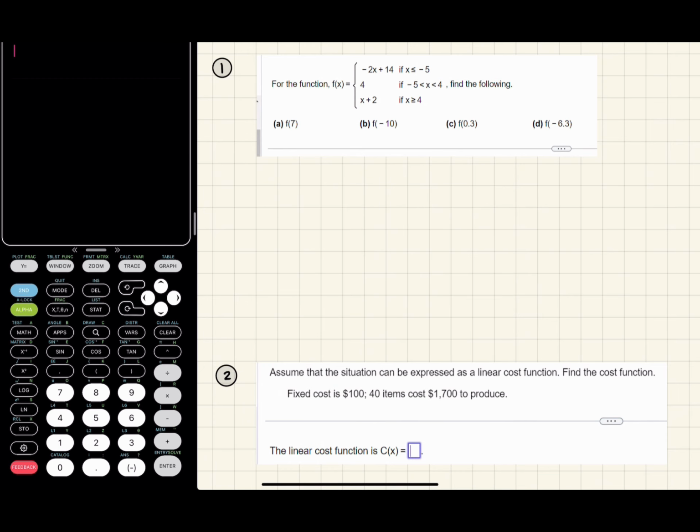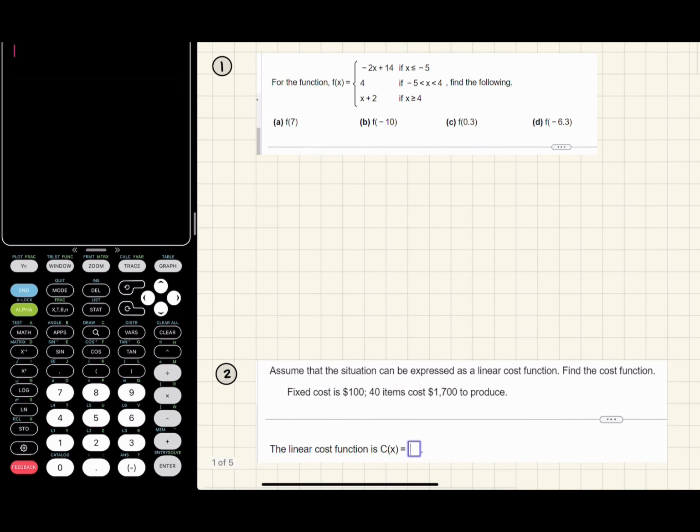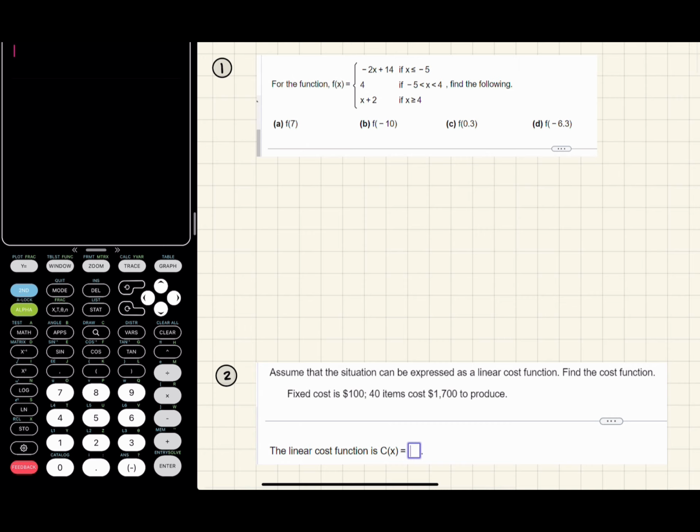Alrighty, we've got some problems here to go through for test review number 2, and let's just jump right into them. On this first problem, we are given a function, a piecewise function, and a piecewise function is really kind of made up of 3 different functions. We've got one here, and one here. And we're given rules that we need to follow in order to use each of these expressions.